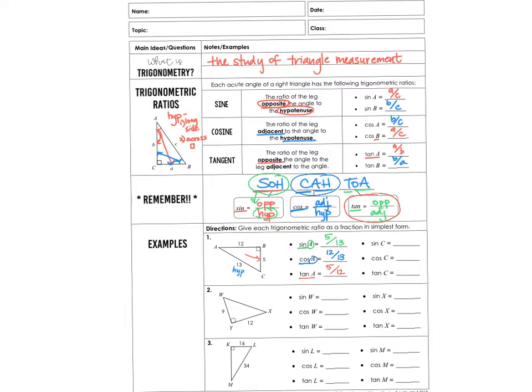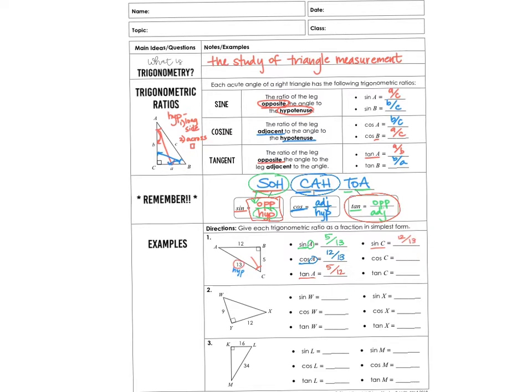So let's look at angle C. Again, the hypotenuse is still going to be the same here. We're looking at the sine of C. So angle C is here. The sine is opposite over hypotenuse. So opposite is 12 over hypotenuse, which is always 13 in this picture.